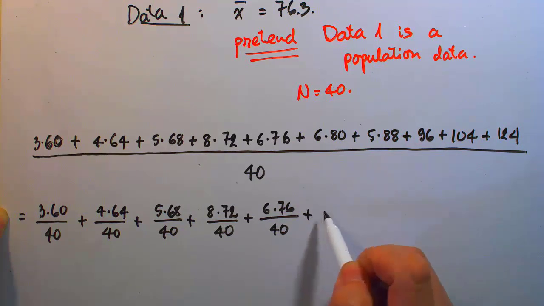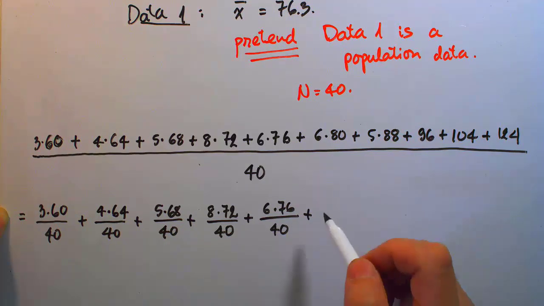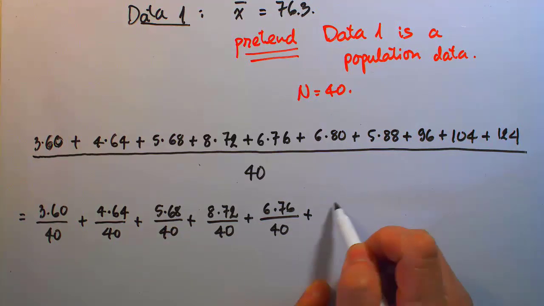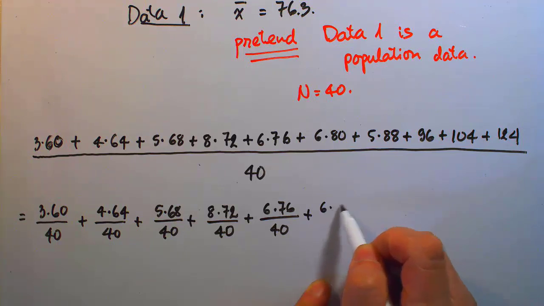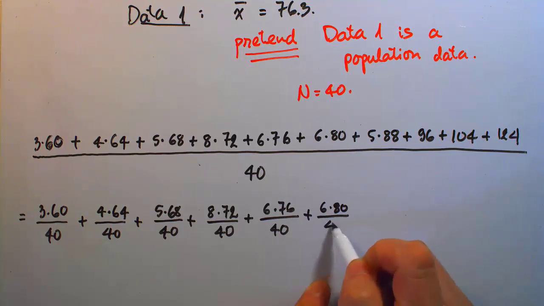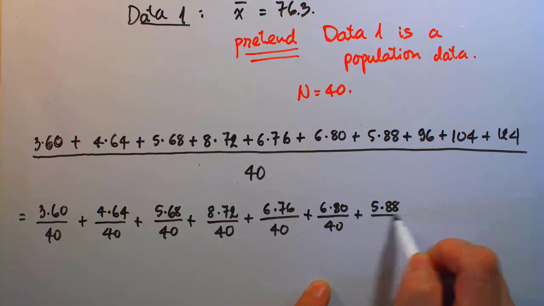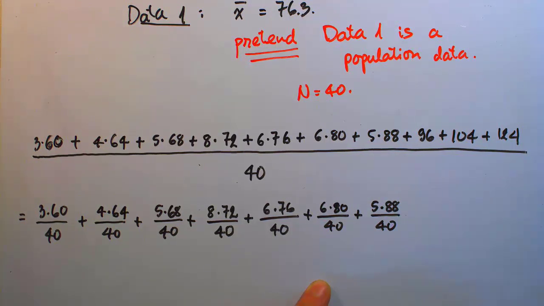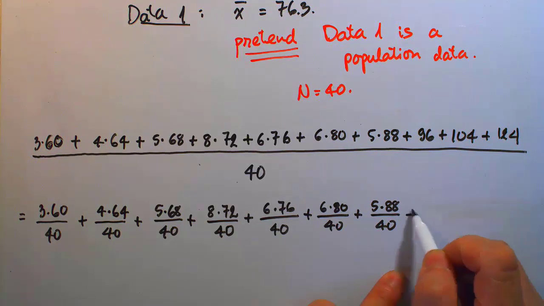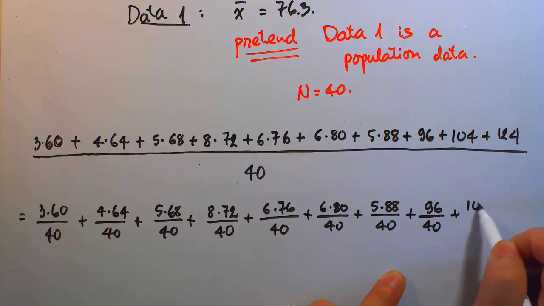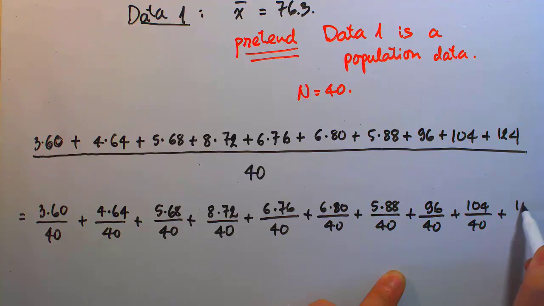And as I'm continuing, anyone viewing this should be understanding where I'm going from here. My next term is 6 times 80 over 40, plus 5 times 88 over 40, and that's completely mathematically legal, plus 96 over 40, plus 104 over 40. And the last one here is plus 124 over 40.